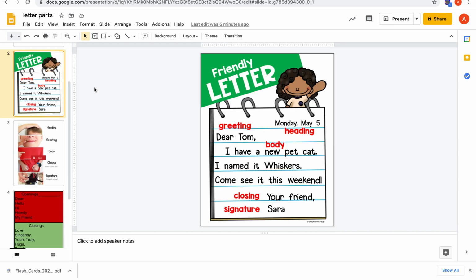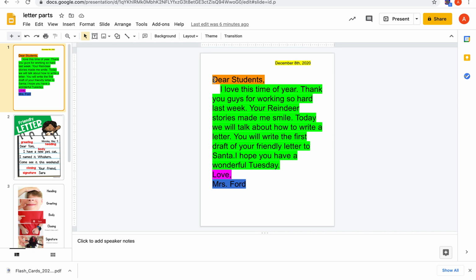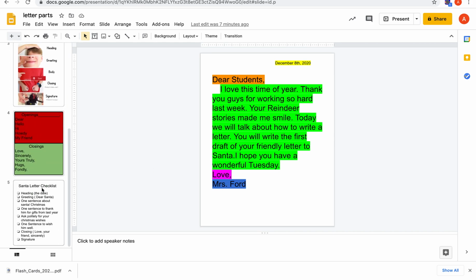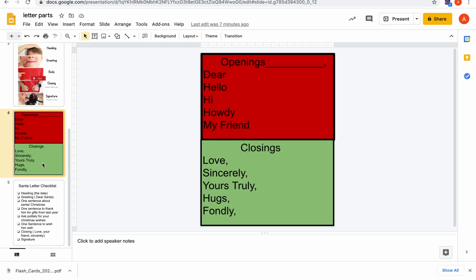Let's go back to my letter up here. Dear students. What word did I use for my opening or my greeting? Dear. Where's the comma? After students. This is who you're writing the letter to. Dear students. Who am I writing my letter to? Y'all. Where's my closing? Here it is. Love, Mrs. Ford. What was my closing? It was love. So you get to make that choice as you're starting to write your letter to Santa today.